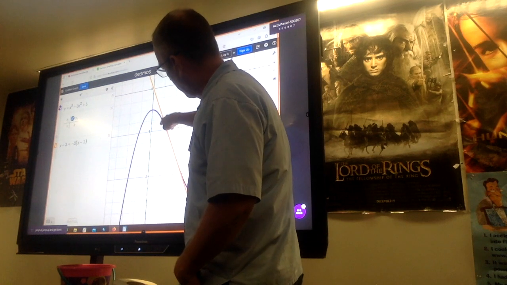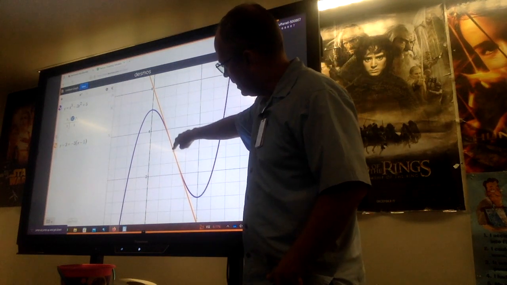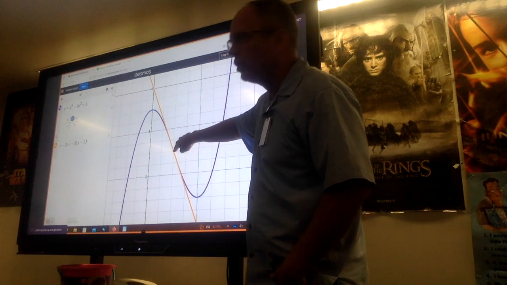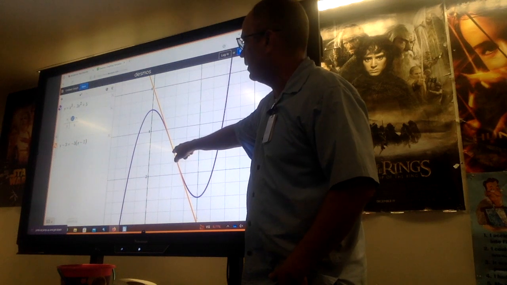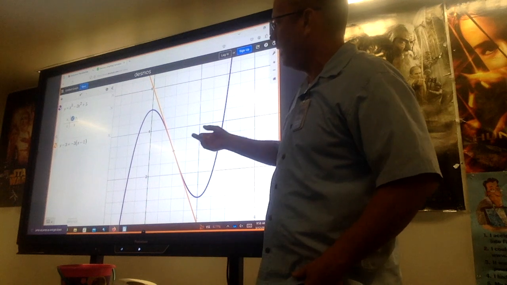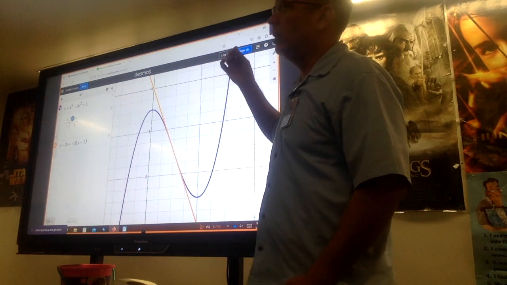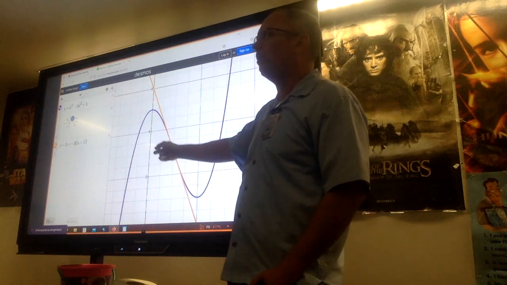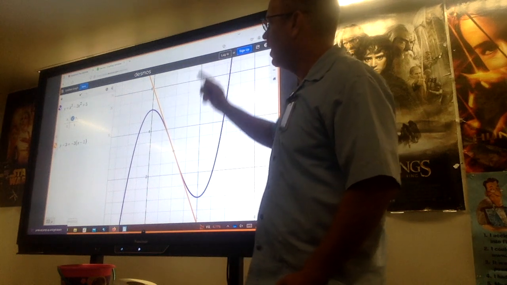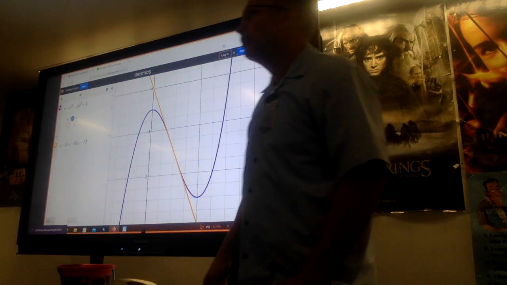But the purple graph exists above and below. This is the line that is tangent at this exact point. That equation, y minus 3 equals negative 3 times x minus 1, is the equation which is tangent to the purple, to the original equation, through the point 1, 3. Okay?